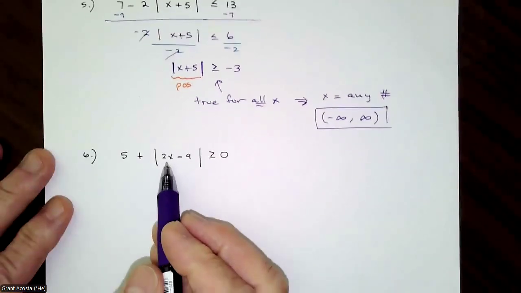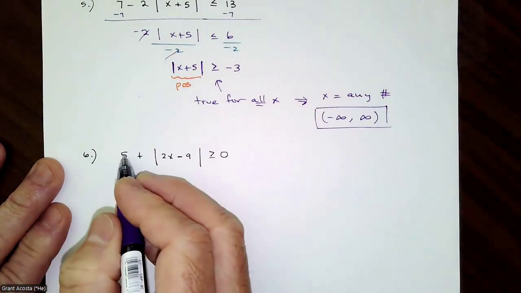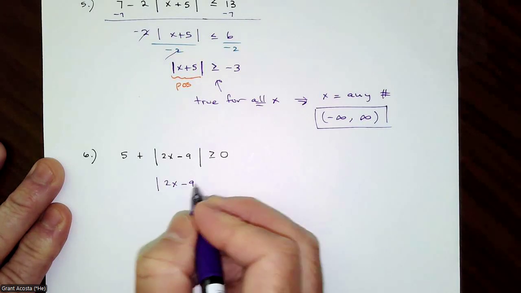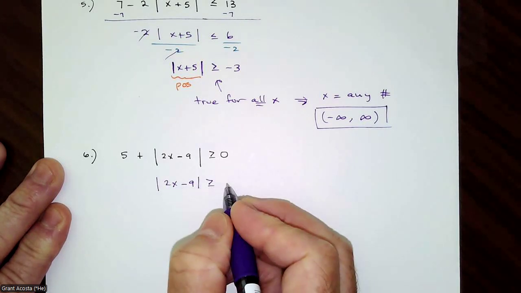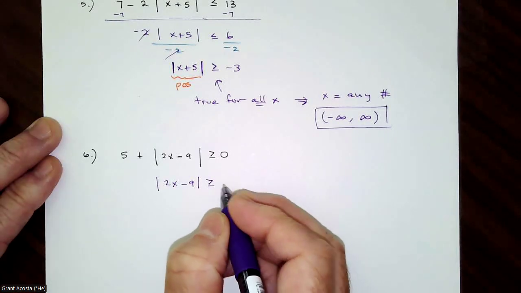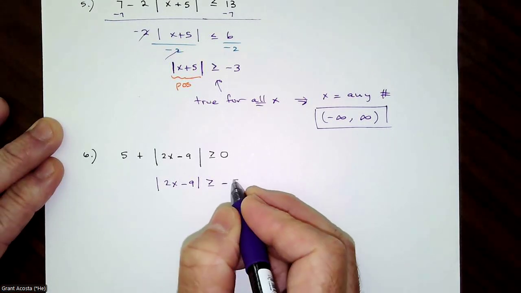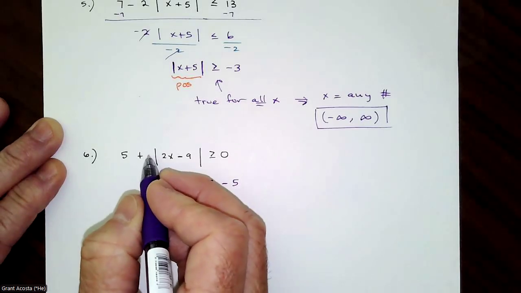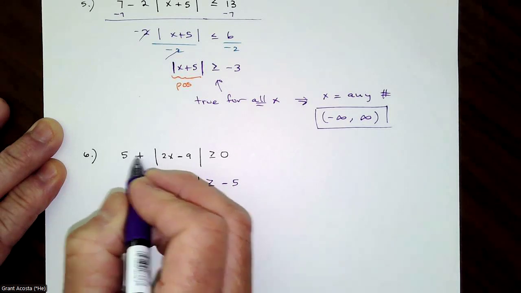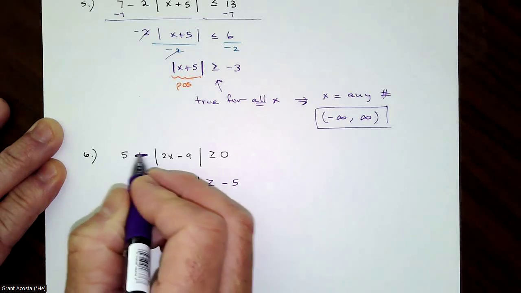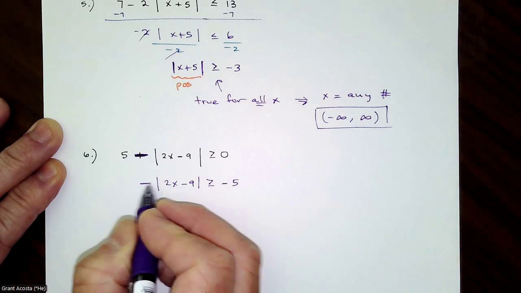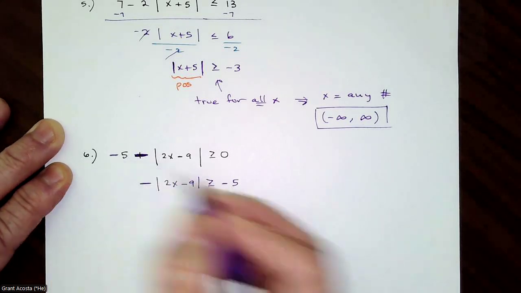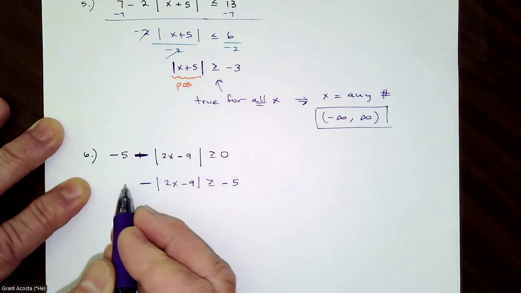Now compare that with this one. This one's pretty easy. If I subtract the 5 over, I end up with the absolute value of 2x minus 9 is greater than or equal to, oh shoot, -5. How about, okay, let's change this. Let's suppose this was a minus here. This was a minus. There we go. That's not what I wanted. Oh, and let's say this was a minus. I'm going to adapt on the fly here.